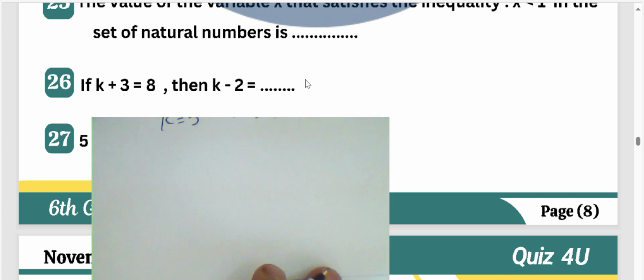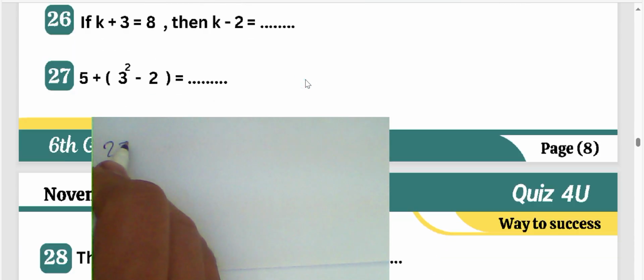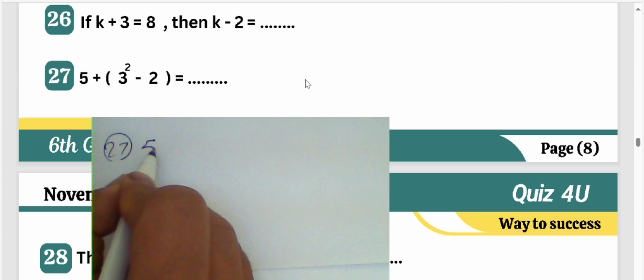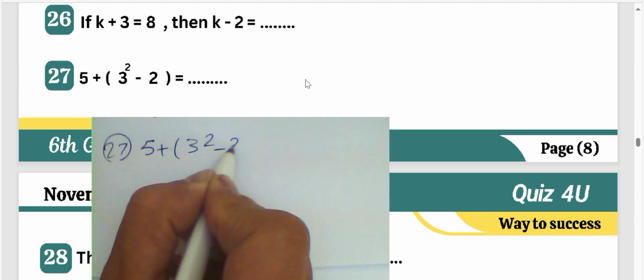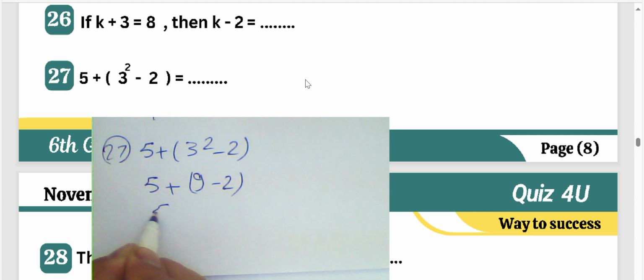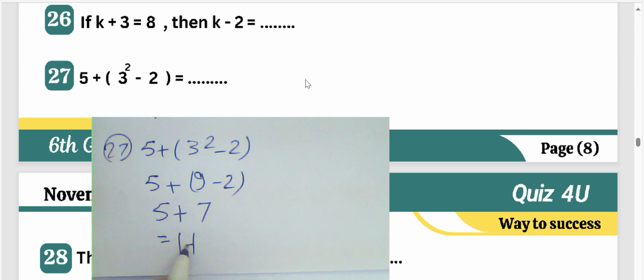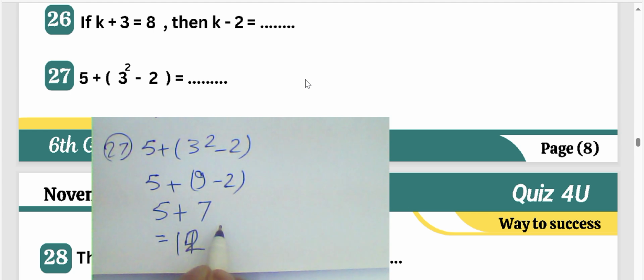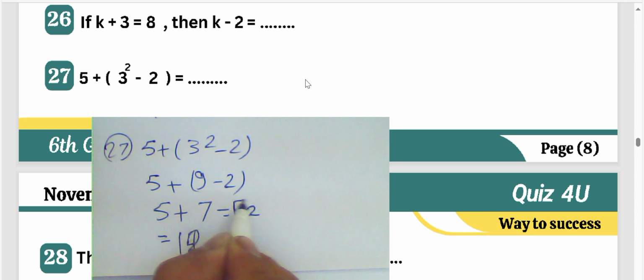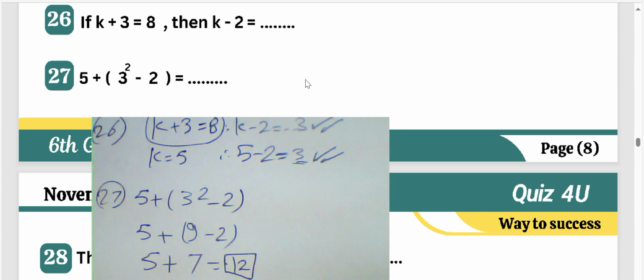Question 27. 5 plus 3 power 2 minus 2. It will be 5 plus 3 power 2, which is 9. 9 minus 2 will be 7. 7 plus 5 equals 12. The result will be equal to 12. Okay, then the result will be 12. Next question 28.